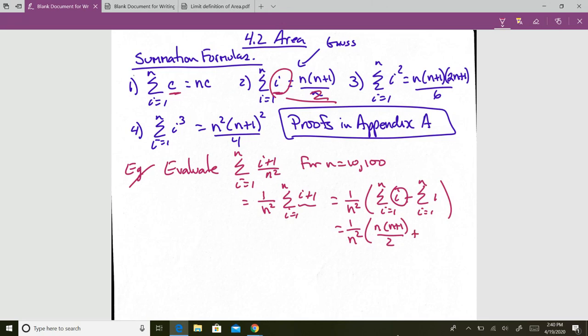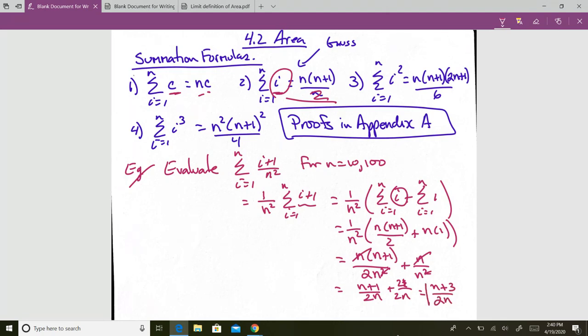Plus, remember, it's the constant times whatever n is. So in this case, it's just n times 1. This gets multiplied in, and I have n(n plus 1) over 2n squared plus n over n squared. That goes away, that goes away. n plus 1 over 2n plus, gone, 1 over n. If you make a common denominator, put a 2 there, 2 there, so I get n plus 3 over 2n. That will allow me to solve this for any n.